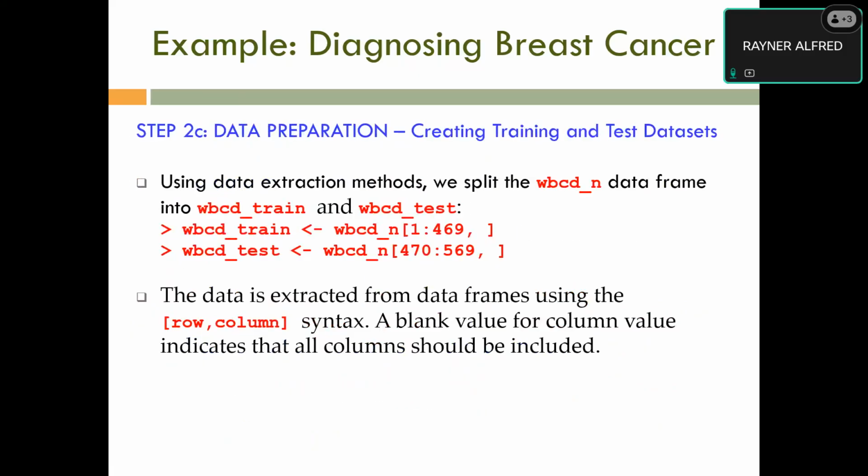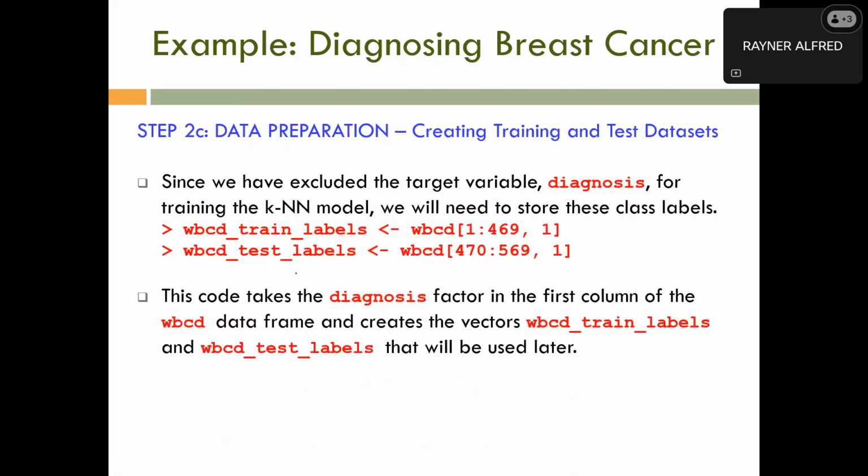Okay, now we divide them into training and testing. So we take the normalized value here, and then we say 1 up to 469 row will go to the training, and the remaining will go to testing. Okay, now we have those two.